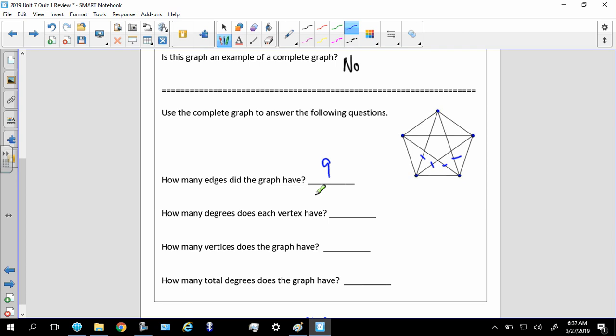How many degrees does each vertex have? Let's see. This has a degree of 4. This has a degree of 4. That has a degree of 4. This one has a degree of 4. That one has a degree of 4. Altogether, 20. Oh, I'm sorry. Wrong. Let's put that there because that's the answer to that question. Degree of 4. How many vertices did it have? 5. At 5 dots. There we go.